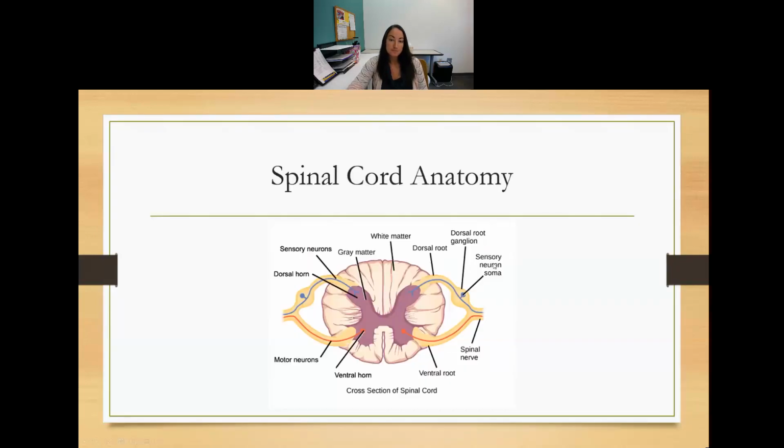The anatomy, just a reminder of the anatomy. Your spinal cord has gray matter and white matter, just like your brain does. The gray matter is in the middle and has a dorsal horn, which is the back portion, and a ventral horn, which is the front portion. The white matter surrounds, and it is white because of the myelin sheath surrounding the axons.